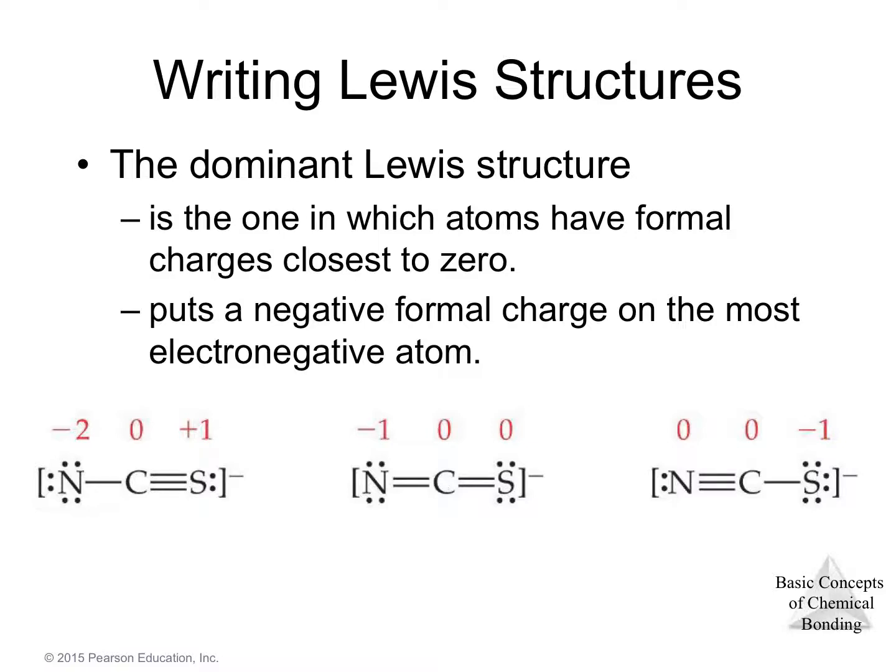So the second thing that you look at, if there's a negative charge, the negative charge should be on the more electronegative atom. So the atom that's the closest to fluorine on the periodic table. Nitrogen is more electronegative than sulfur. So nitrogen should have the negative charge. This is the most correct Lewis structure for this molecule.